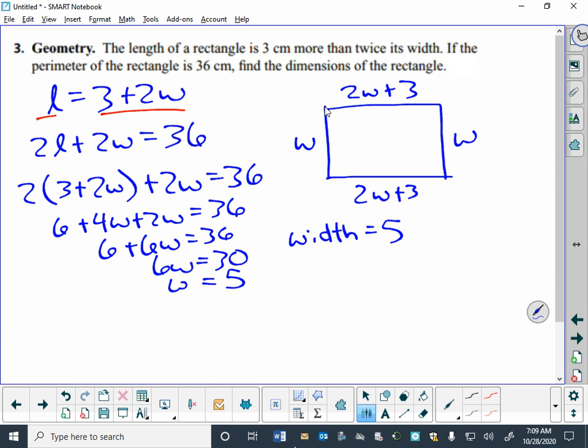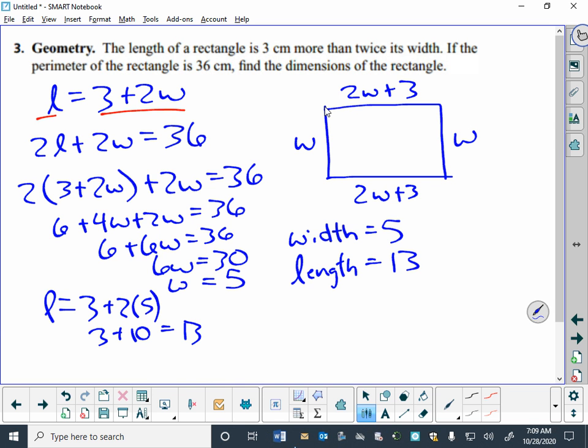And if we substitute that 5 into the top equation, again it says the length is 3 plus 2 times whatever the width is, and we now know that the width is 5, so that's 3 plus 10, the length would have to be 13. Double checking that, if I wanted to, 2 lengths plus 2 widths, 26 plus 10 is 36, fits the definition of what was on there. Definitely helps sometimes to have a picture going on when you can, especially if it's a geometry related problem.